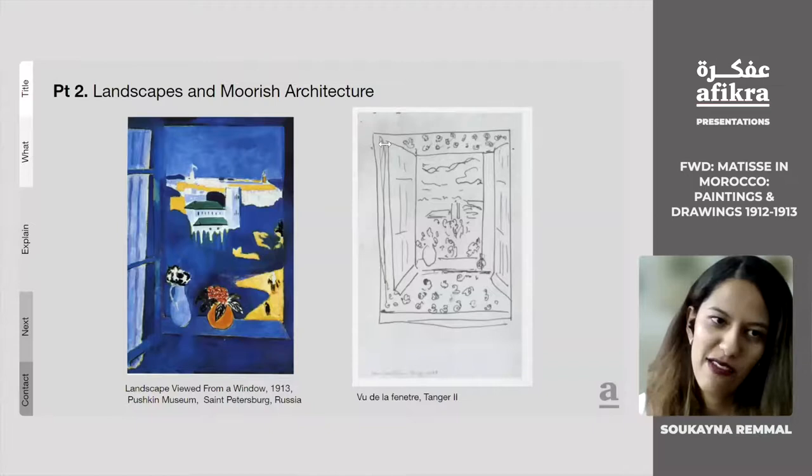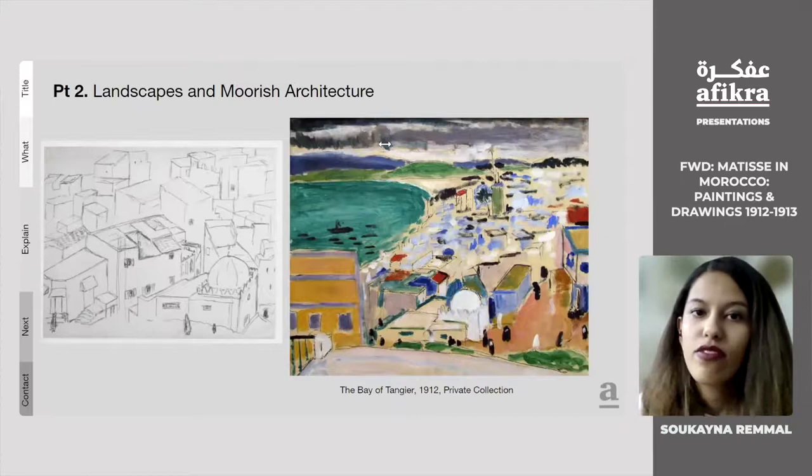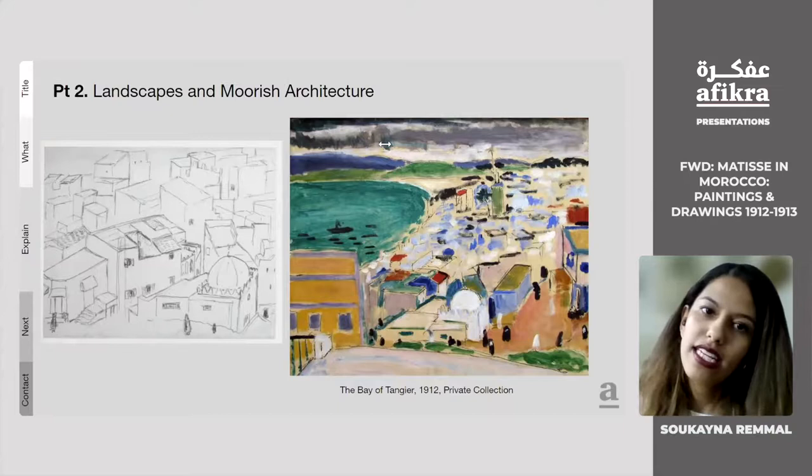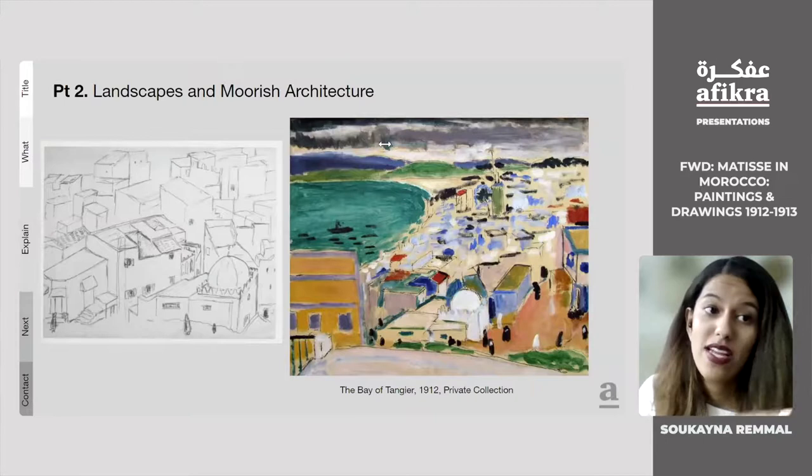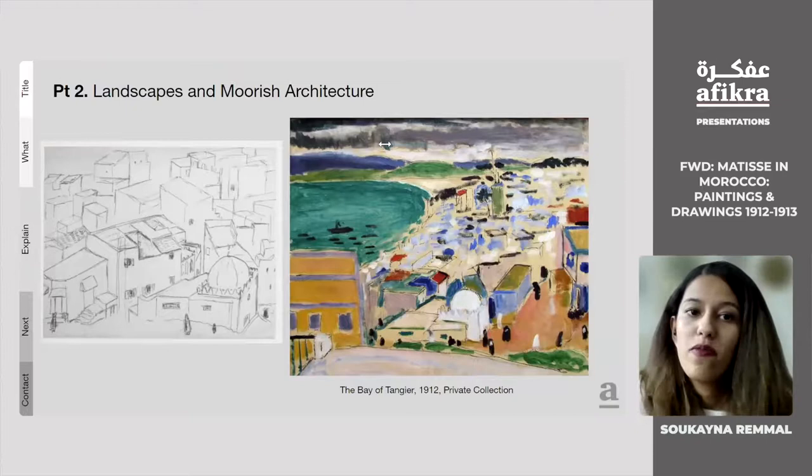This is a different one. It's a panoramic view of the Bay of Tangier, in which he combined a faithful depiction of the hills that surrounded the city with a more interpretive rendering of the city. So in his sketch, he really went with pen and ink and first drew the main features of the cityscape, but then took more liberty with the general landscape.